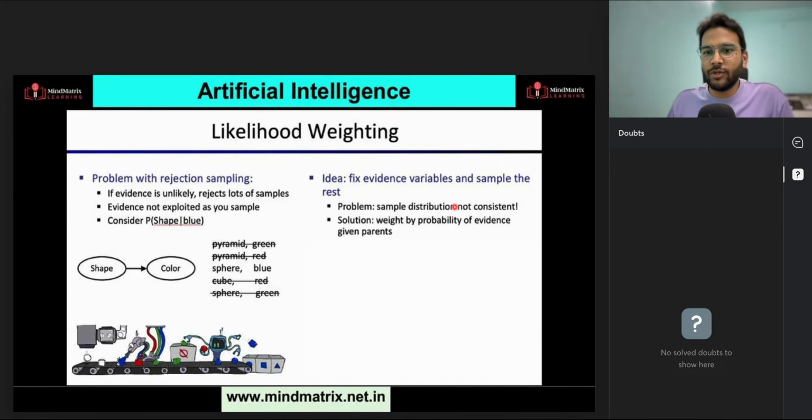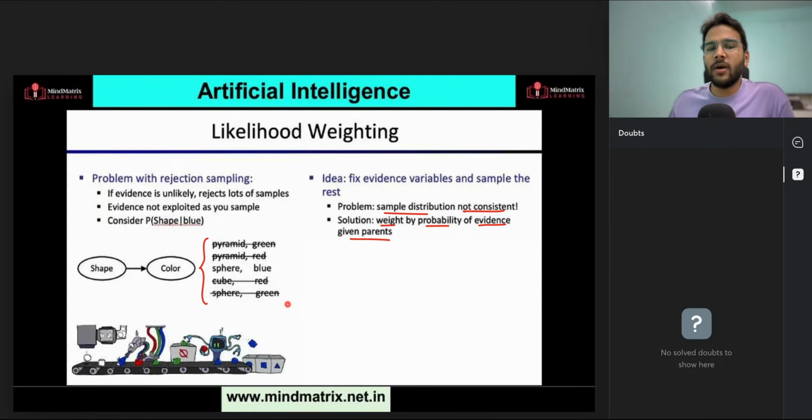Once I do that, what will happen? You understood the problem, right? That sample distribution is not consistent. If you carefully see, sample distribution is not consistent. This is a problem. Then what is the solution? The solution is simple: weight by probability of evidence given parents.